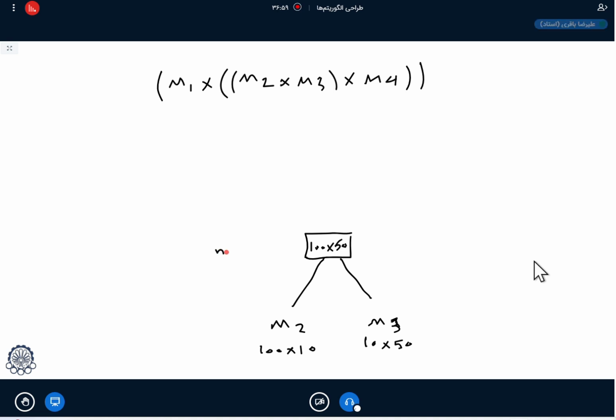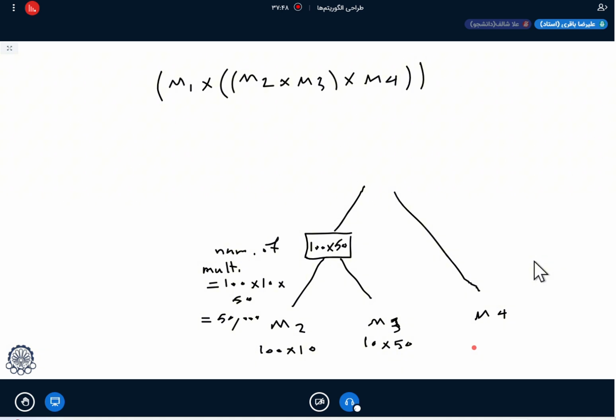The number of multiplications is what? It is 100 multiplied by 10 multiplied by 20, which is 50 thousand. 50 thousand, not 5,000. Then M4 is multiplied by the result.